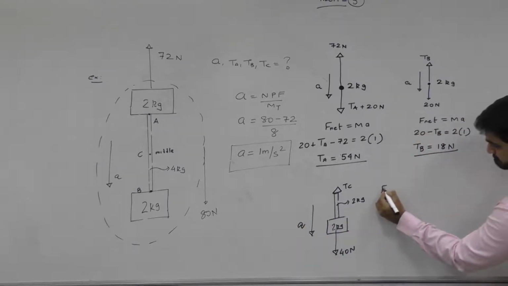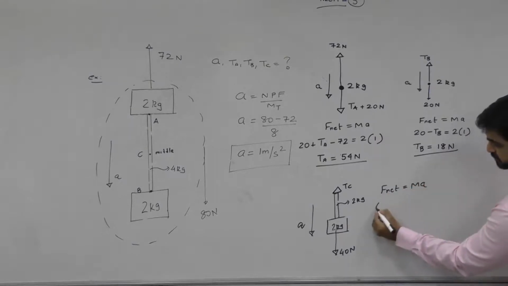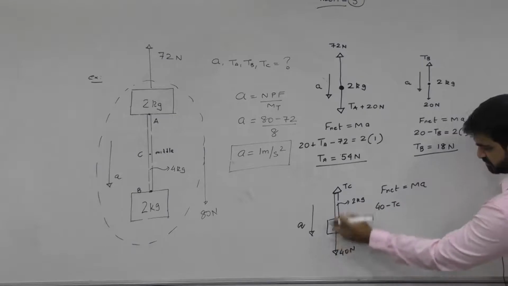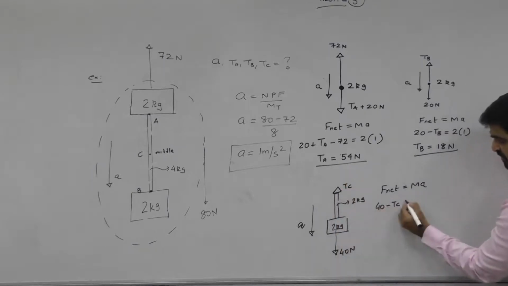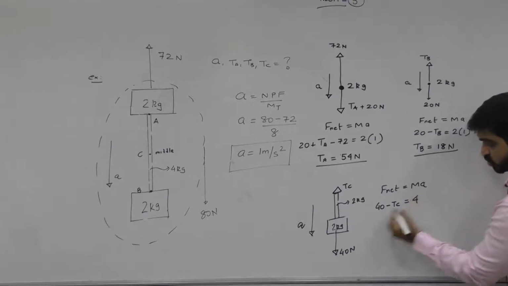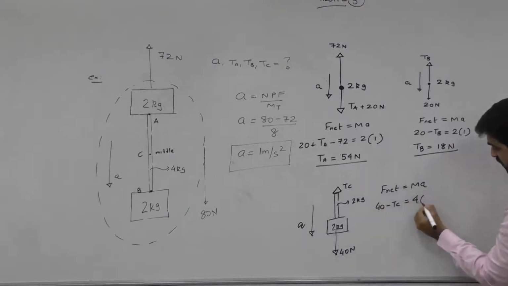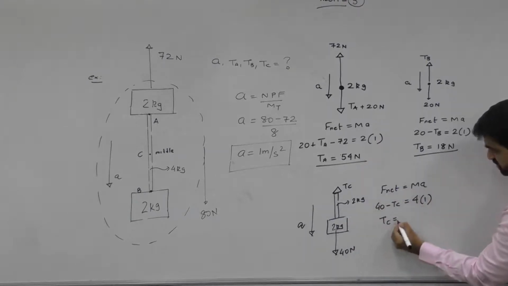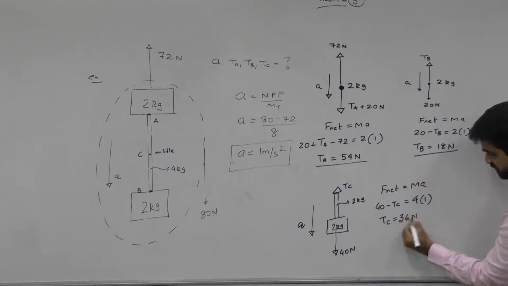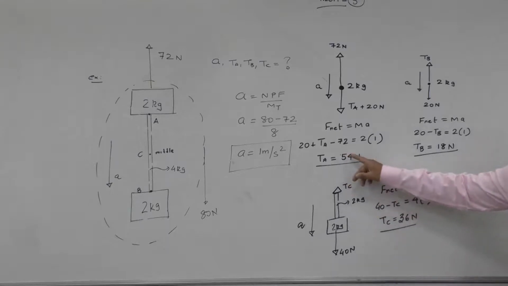F net is MA. What is F net? 40 minus TC. 40 minus TC is equal to MA. What is M? Total mass. How much is the total mass? 4. Don't write 2. 4. What is A? 1. So TC will become what? 36 Newton. Now if you see, the tension at A was 54.